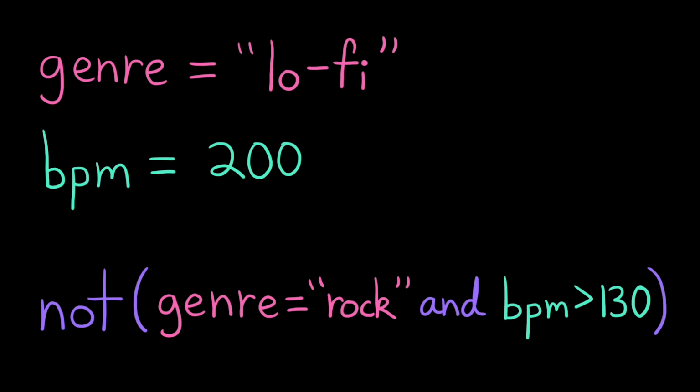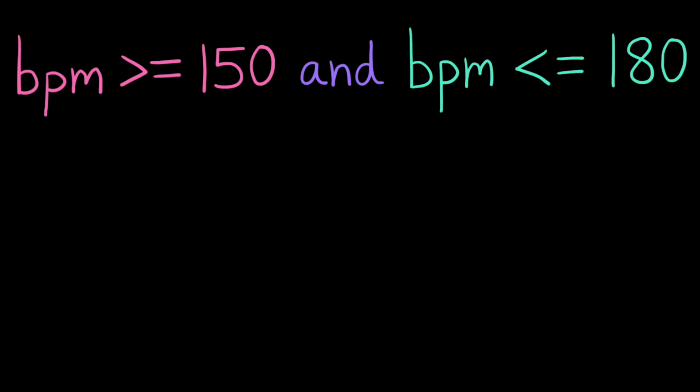How does the computer evaluate expressions with the logical operators and, or, and not? To find out, let's explore the order of operations for compound Boolean expressions. Imagine we're working on a program to check if a specific song matches the filters for a specific playlist.